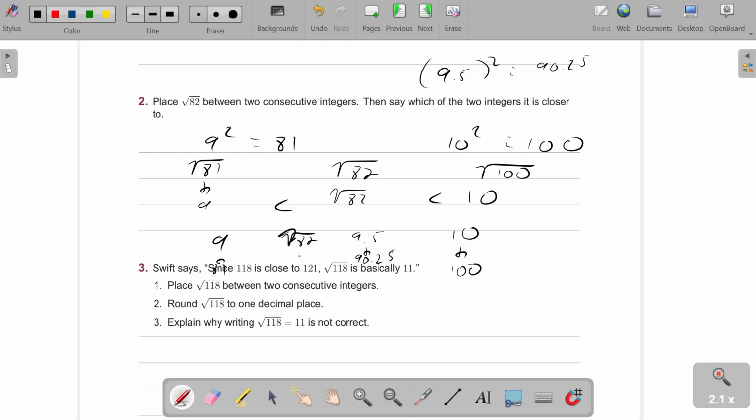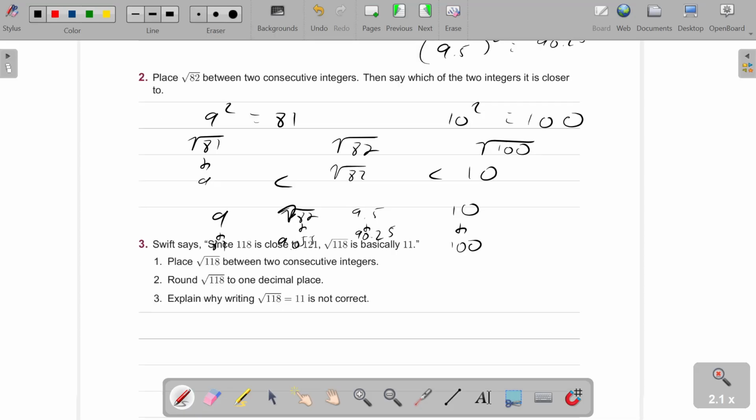So there's the square root of 82. Whatever that is, if you plug it in your calculator, you would see that the number is obviously closer to 9. In fact, it is equal to 9.055. All right, which is clearly closer to the 9 than it is to the 10. Okay, and that's basically that.